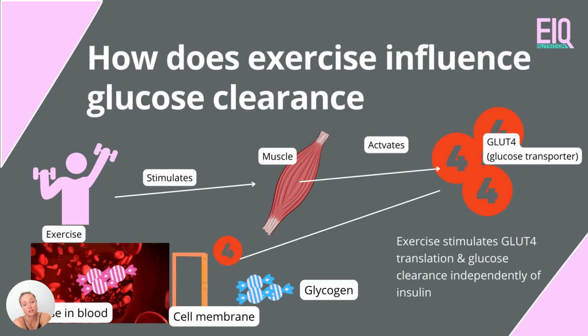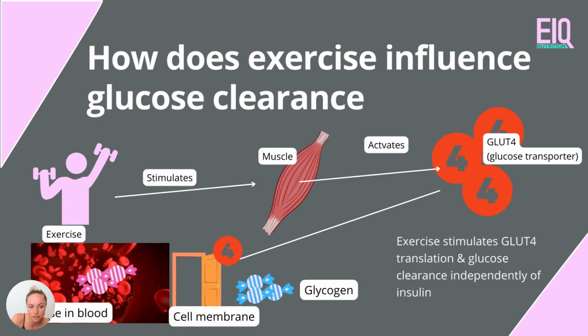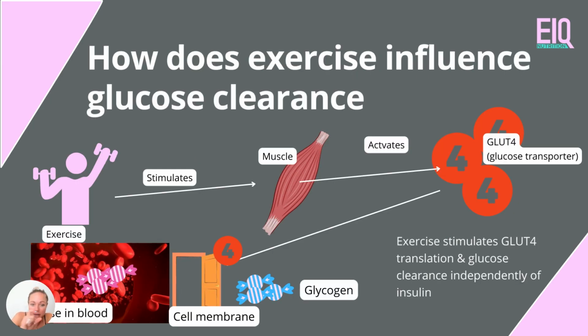Anyway, when you exercise, you stimulate muscle, which activates these GLUT4 transporters, right? So that was, remember, the butler. So when insulin knocks on the door, the butler is like, I'm going to come to the door, I'm going to open the door, come in glucose, right? That's what happens when you exercise.